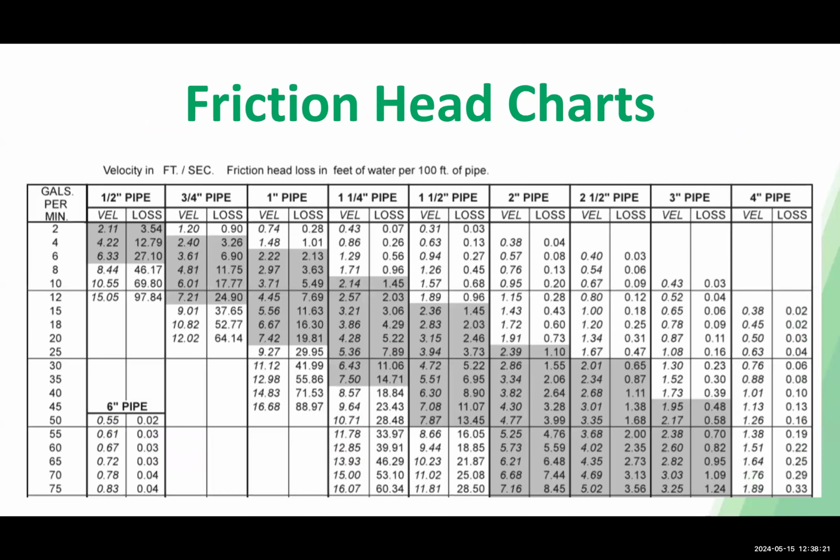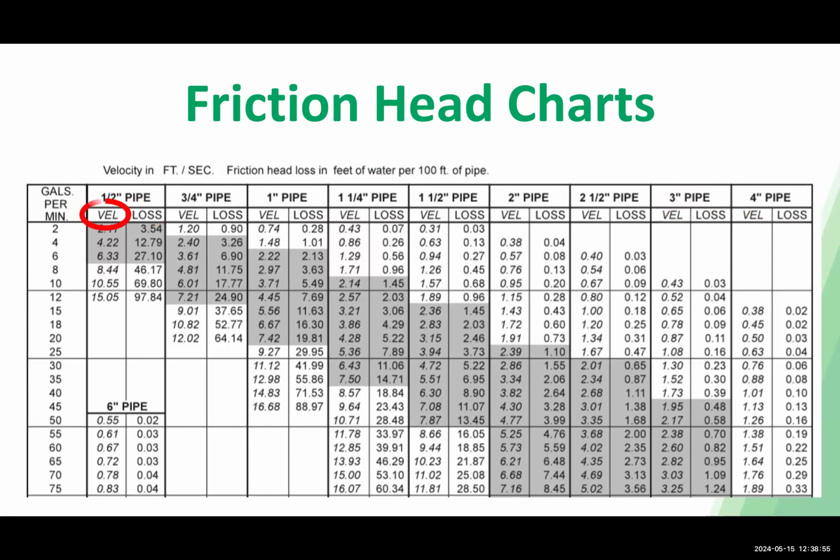So this is the second chart that you're going to use when you're determining your friction head. For this chart, you can see on the left here, you have your gallons per minute. This is going to be based on your design flow rate. And then along the top, you have your pipe size or your pipe diameter. What we're primarily interested in is this loss column here, which is going to be your conversion factor when you're determining your friction head loss.